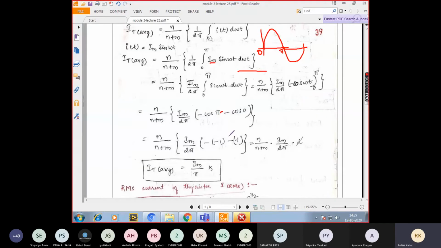Now, what is cos pi? It is minus 1. Correct? Yes, ma'am. Cos pi is minus 1. It is here. Cos 0 is 1, because the sine signal will start from here, whereas the cos signal will be like this.